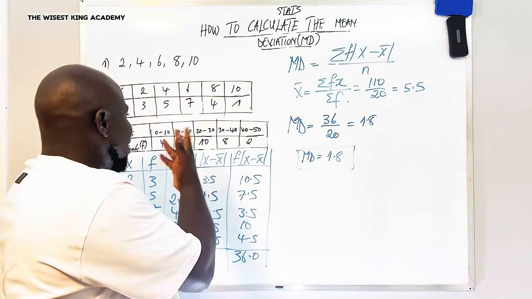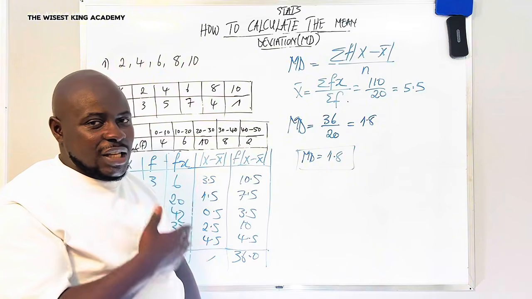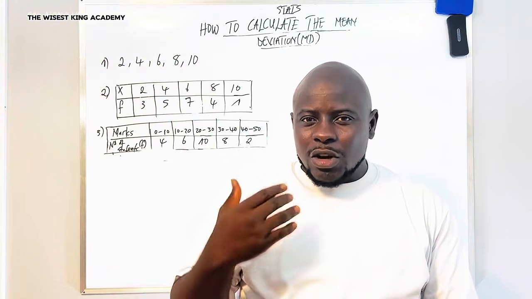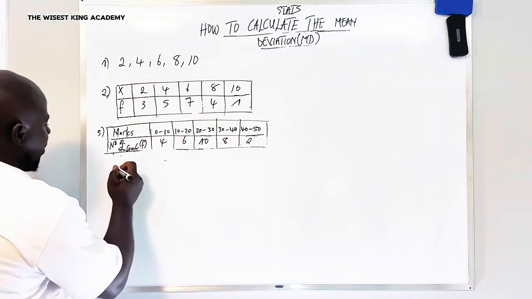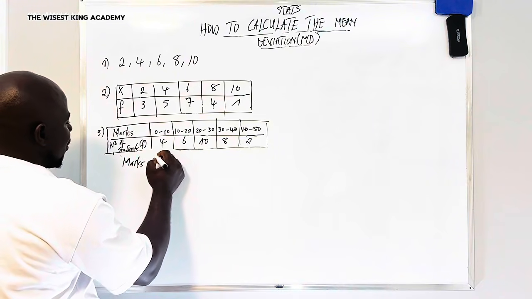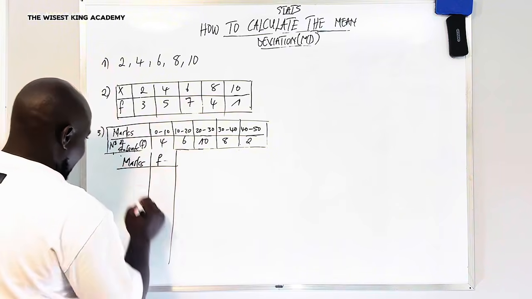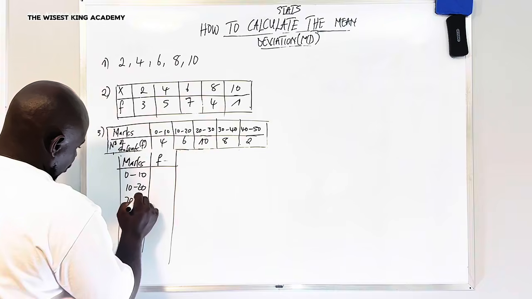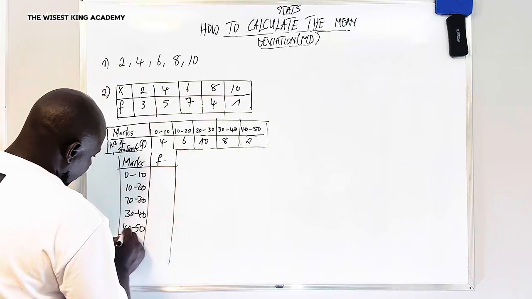Our next example, that's example 3, will show us how to calculate the mean deviation of a grouped frequency distribution. Okay, let's see how to calculate the mean deviation now of a grouped frequency distribution. Example 3. Let me write with black marker. Max. Number of students, which is actually f. So 0 to 10, 10 to 20, 20 to 30, 30 to 40, and 40 to 50.